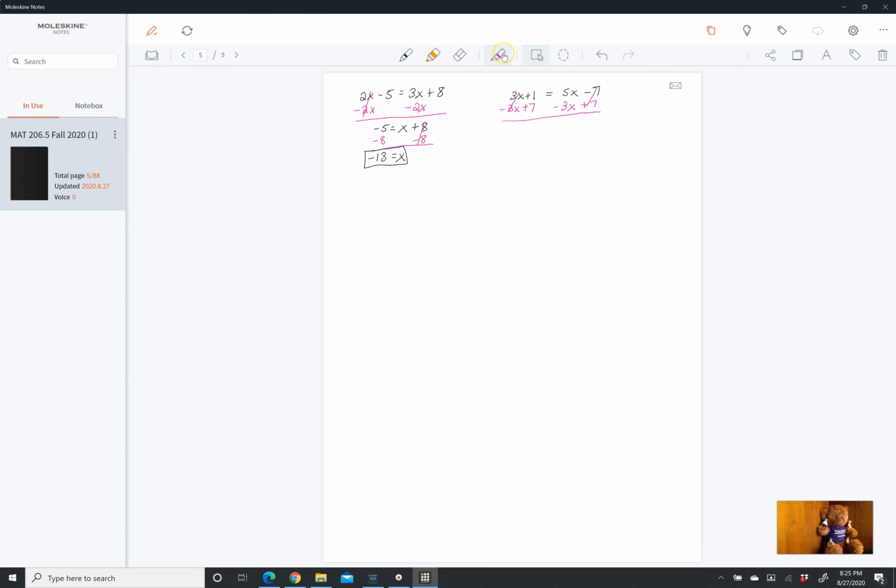And now we just add. So 1 and 7 is 8, and 5x minus 3x is 2x. And you can see that it worked, right? We have numbers on the left, and we have our x on the right. And now we just divide both sides by 2, because we want to get rid of the 2 in front of the x. We want our x by itself.